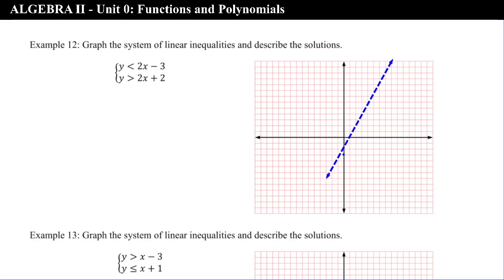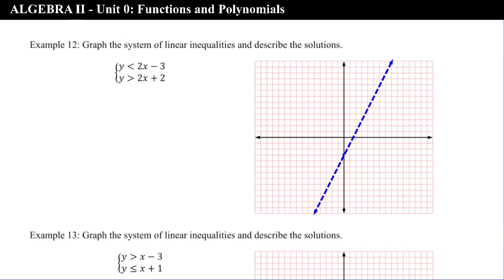And you'll notice that I'm using a dashed line. The reason I'm using a dashed line is because we are not including the points along that line, because we do not have an equals portion on this inequality. It's just less than. There's no equals to.